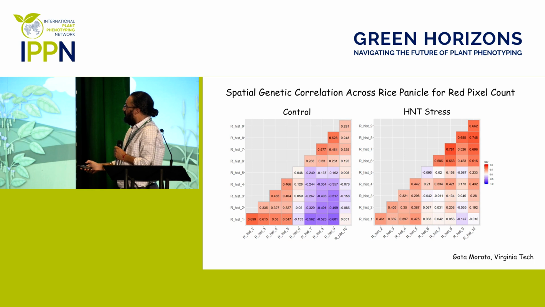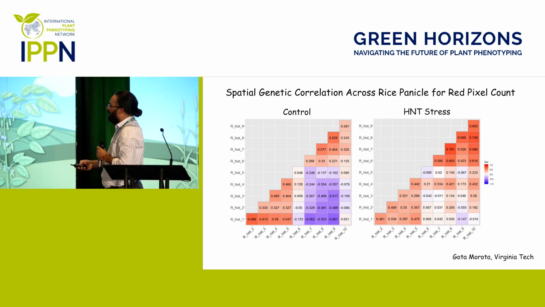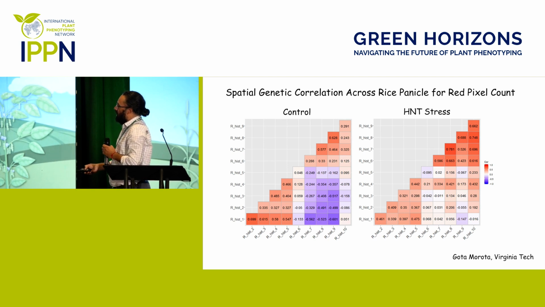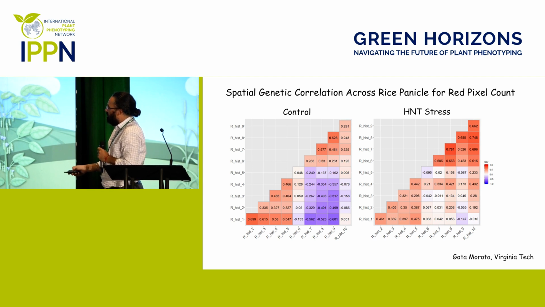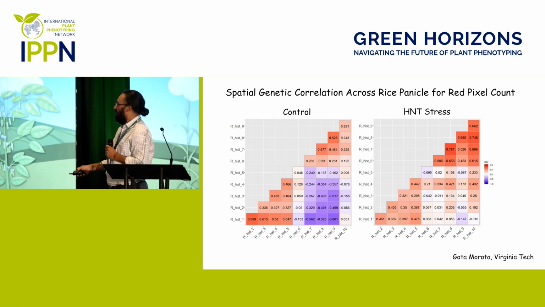So we did that for the phenotypic data, and we also ran a genetic correlation analysis for these using the red pixel count for control and HNT stress. This is a heat map which shows the correlation between each of those traits, each slice next to its next slice and every other slice of that panicle. What we find is that there's definitely some strong correlations. If you have a positive correlation spatially, you would see this in red, and if it's a strong negative correlation, you would see this in blue.